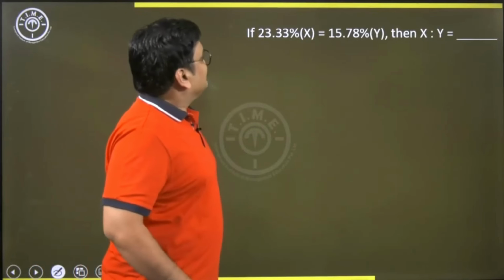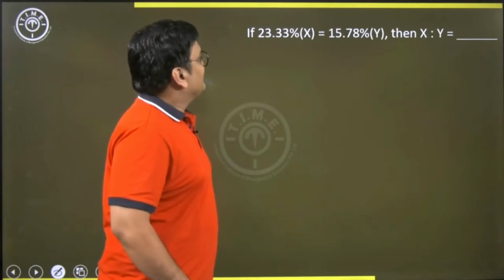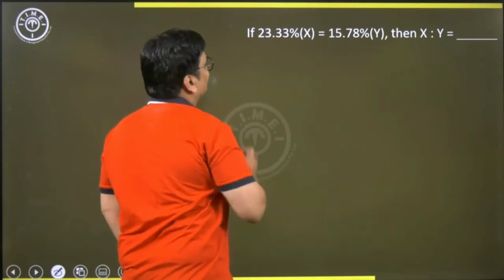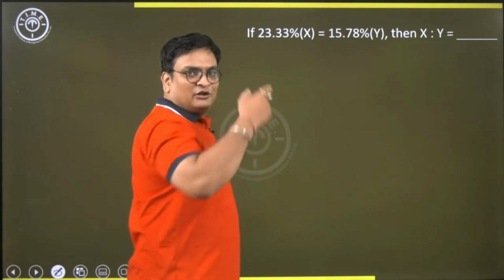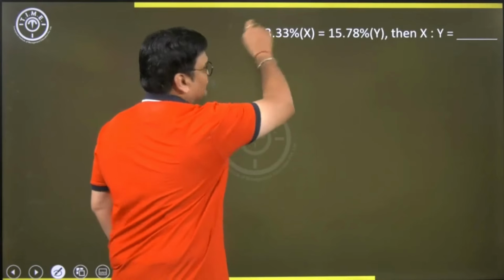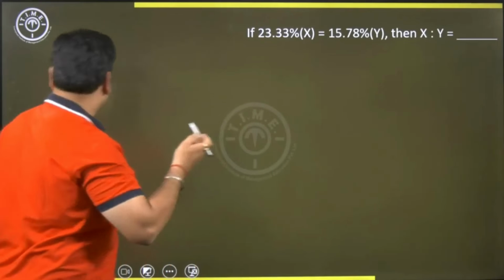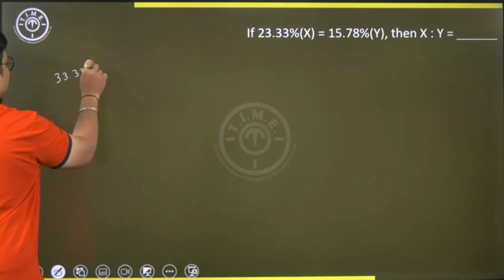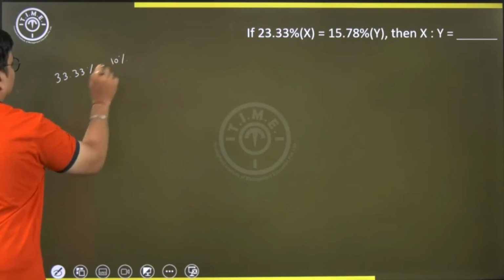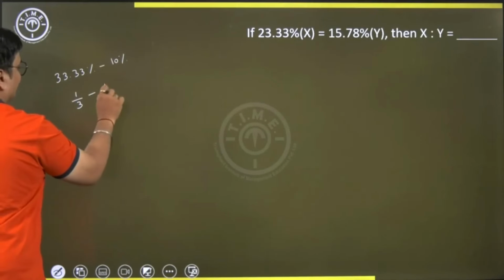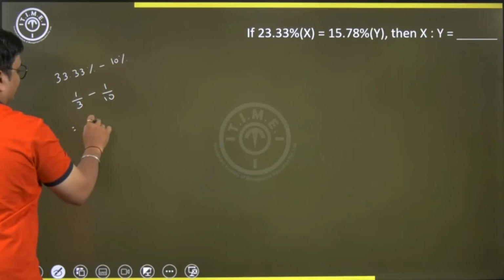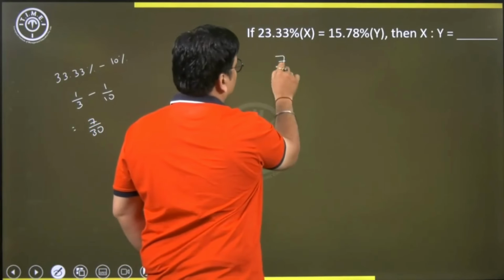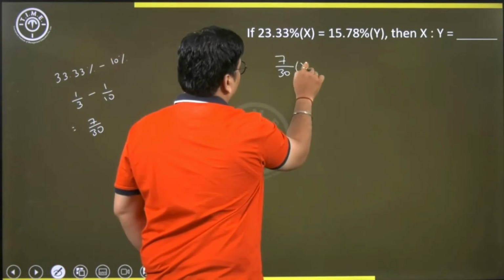If 23.33% of x is equal to 15.78% of y, then x is to y is how much? So here also 23.33%. Can we think of what fraction the percentage value corresponds to? Think about it. 23.33, can I think of it as 33.33% minus 10%. This is 1 by 3, this is 1 by 10. So when you simplify, this will be 7 by 30. So this left hand side will be simply 7 upon 30 of x.